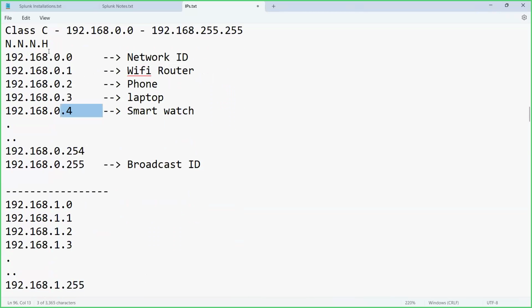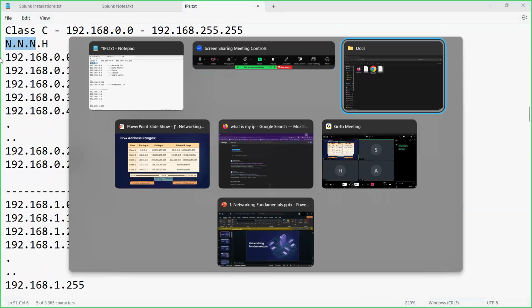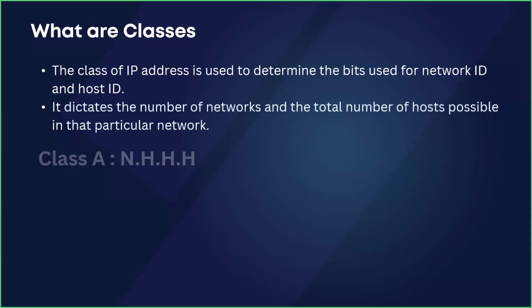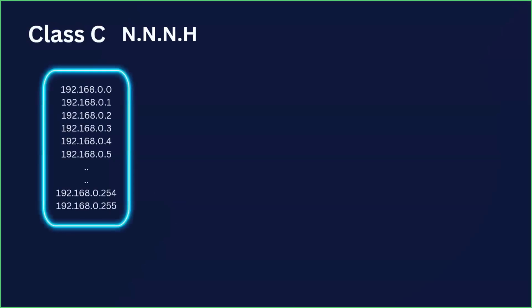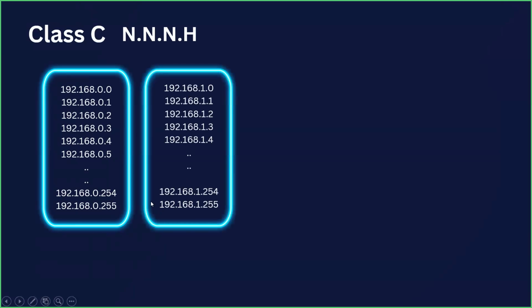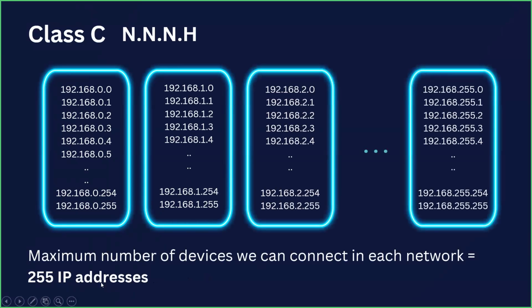So in each Class C network, in this way, you can connect a maximum of 255 IPs. That's what Class C represents. With only one host portion, you can only utilize the last portion for host. And in that way, in each network, you can connect a maximum of 255 hosts or 255 IPs.